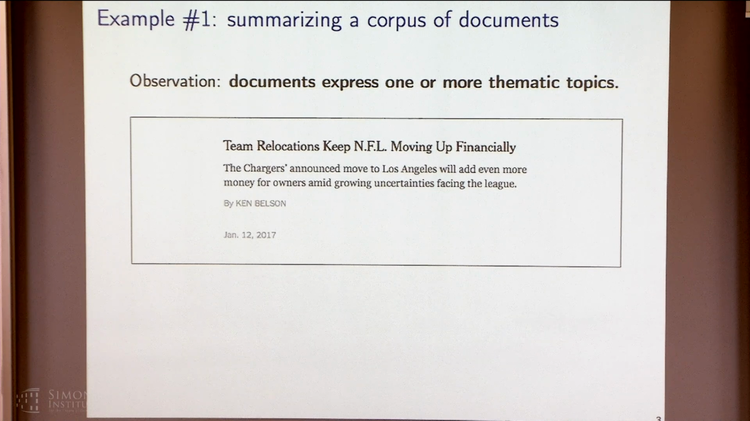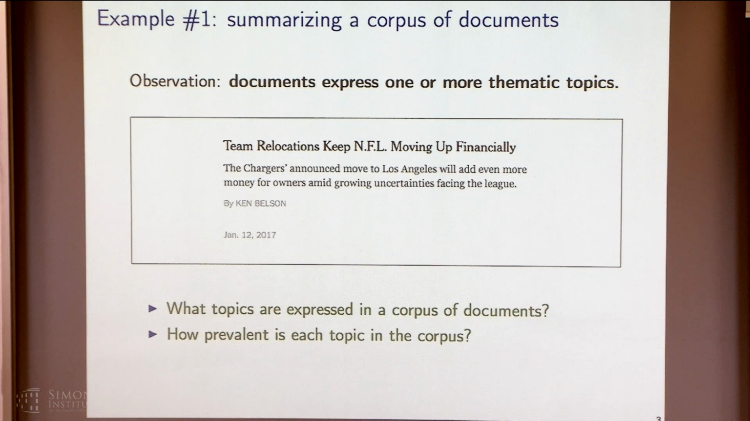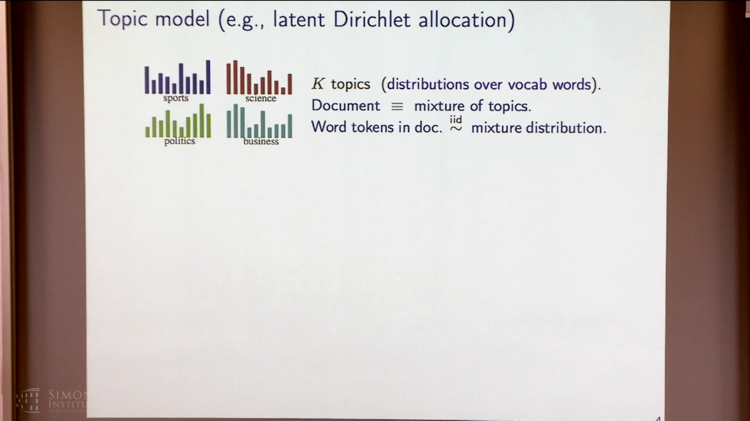So here's an article from the New York Times, just the headline part of it. Seems to be something about sports, maybe something about business or finance. You have a lot of these New York Times articles, and you don't have time to read them all. You'd just like to know what the different topics are that this collection expresses, and maybe how prevalent these various topics are. One thing you could do is to fit a particular latent variable model to this collection of data. And for this task, you would probably use something called a topic model.